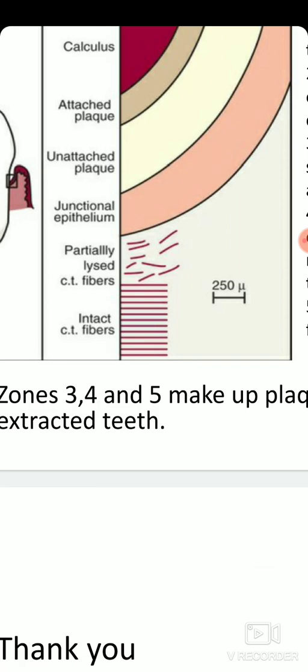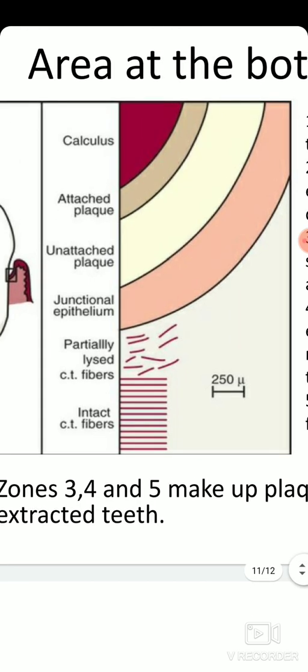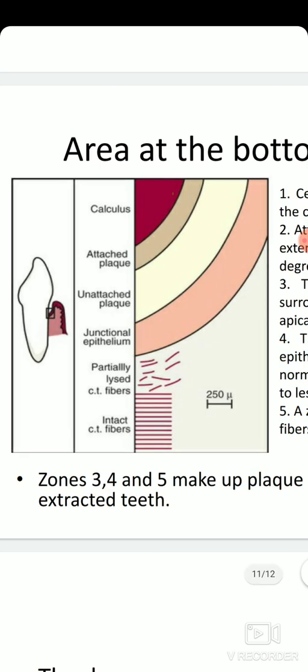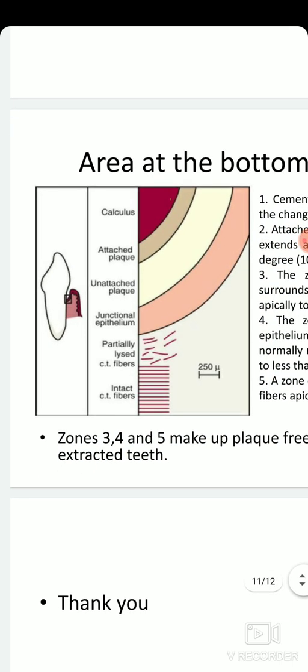This is the diagram where you can see the areas at the bottom of the pocket, where you can observe the partially lysed fibers and the intact fibers. Intact fibers turn into partially lysed fibers, and there are the junctional epithelium, unattached plaque, attached plaque, and calculus deposits, and their surface characteristics.